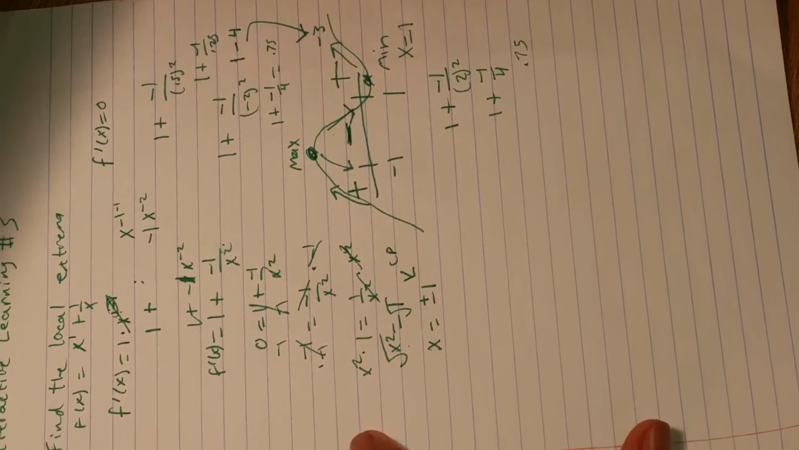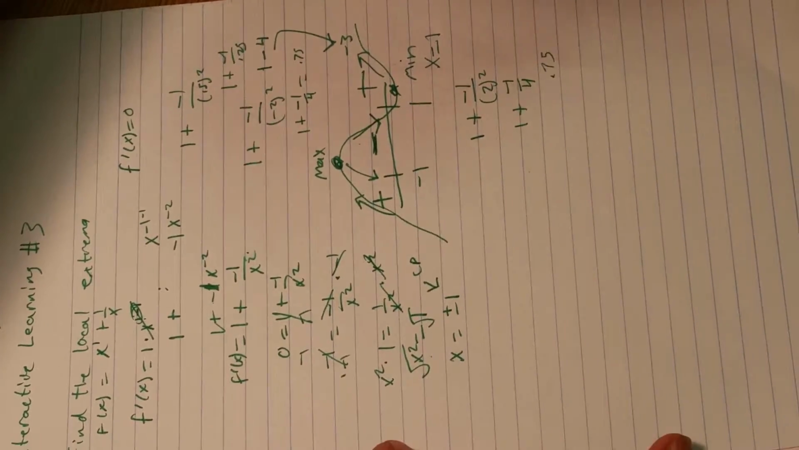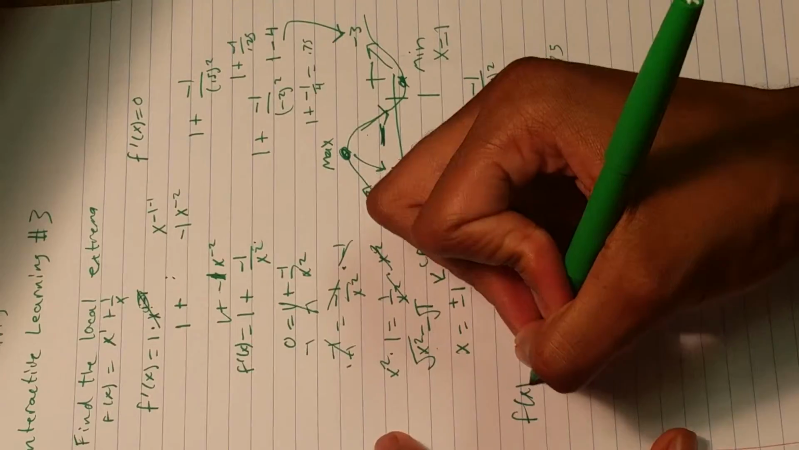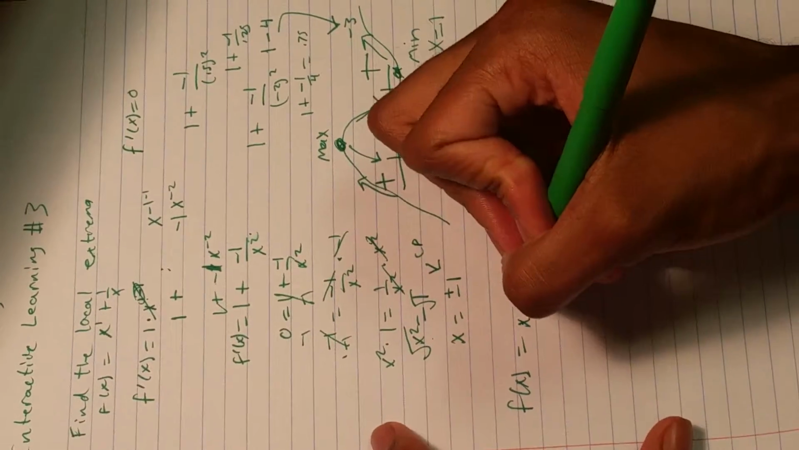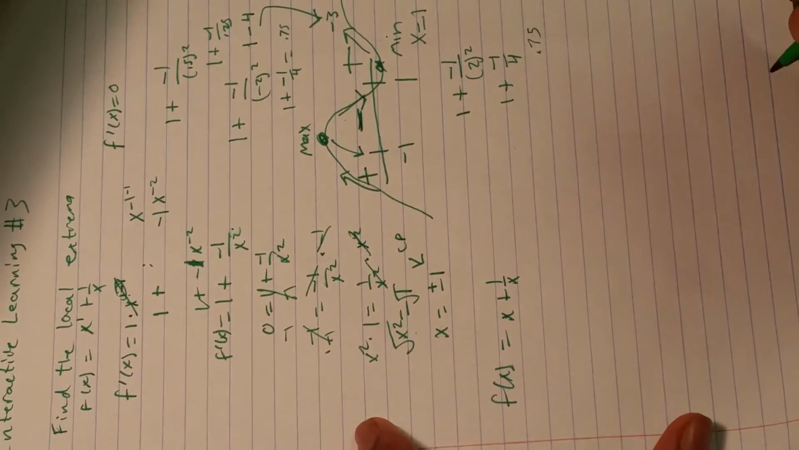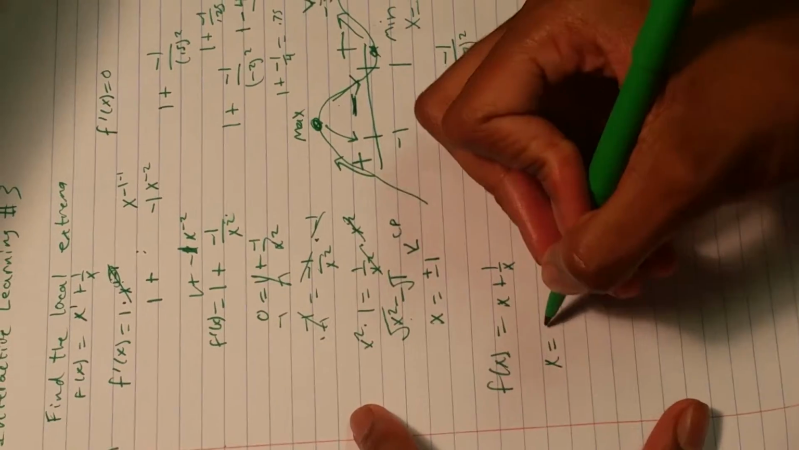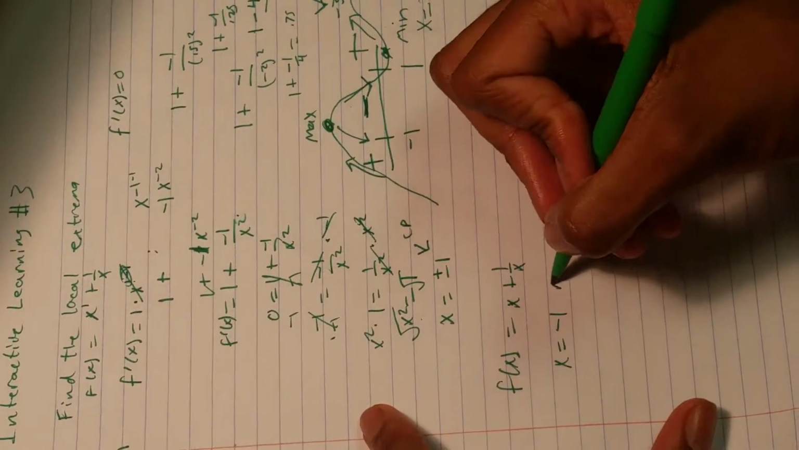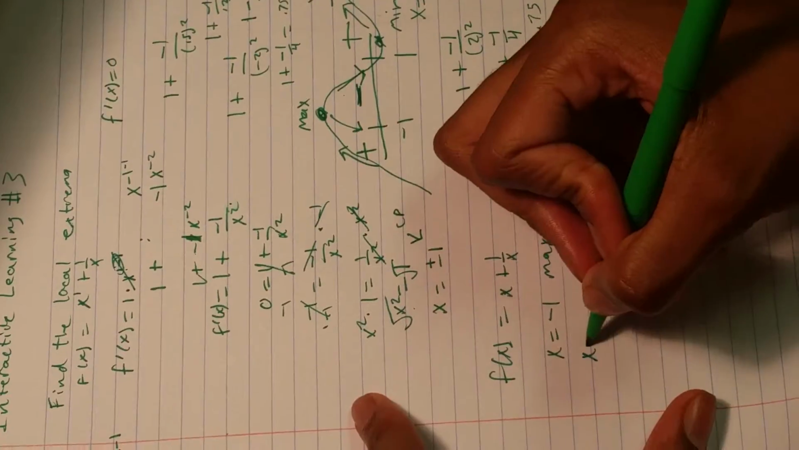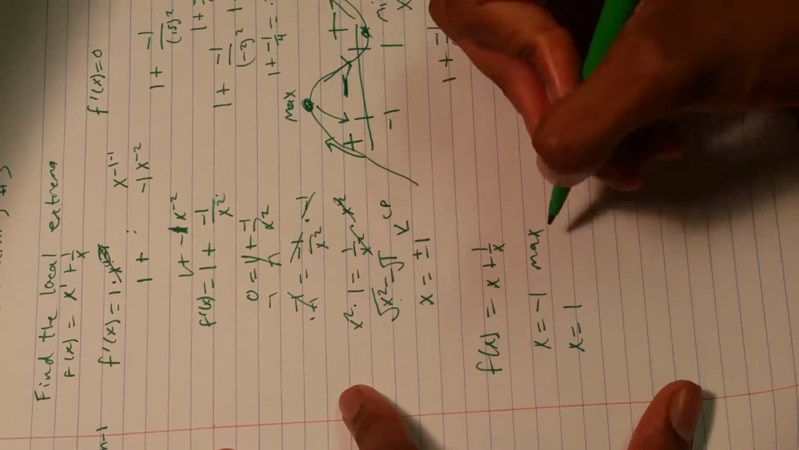So now we can say that the local extrema for f of x equals x plus 1 over x is that at x equals negative 1, there's a maximum, and at x equals positive 1, there's a minimum.